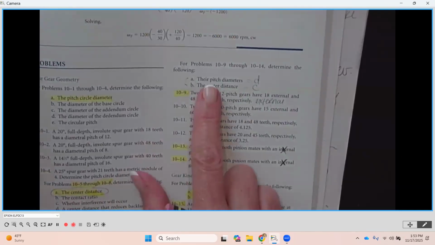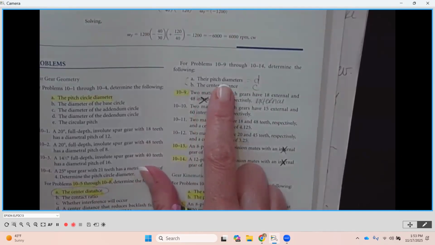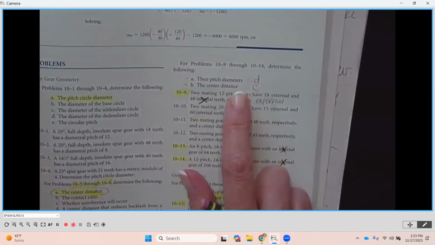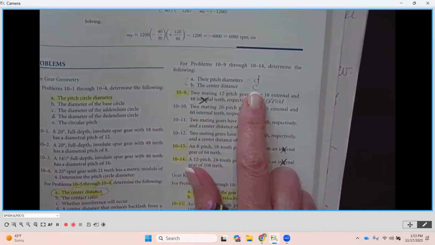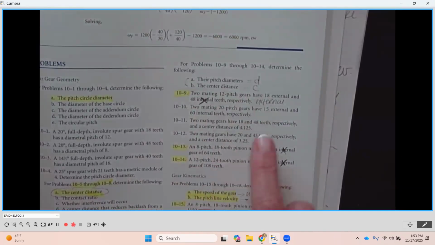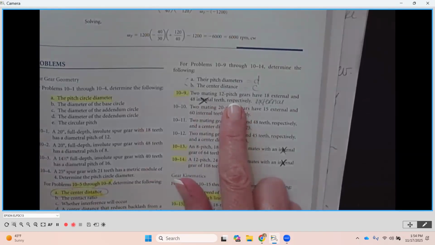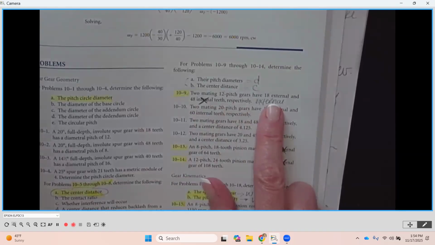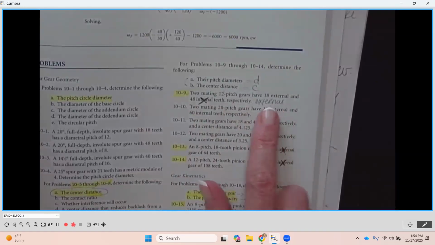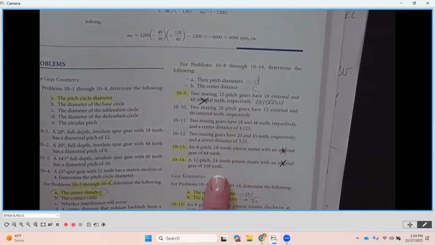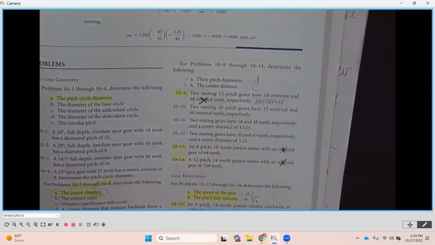You're going to do both parts A and B. So it's the pitch diameters, which is going to be the lowercase d, and the center distance for these three problems, and treat these all as external gears. They are not internals. They're both externals as they come together, just like the ones that we did in our examples. So it looks like you're given some diametral pitches, number of teeth, and again, both externals. Don't worry if it says internal. And then you're going to calculate the pitch diameter and the center distance between those two gears.